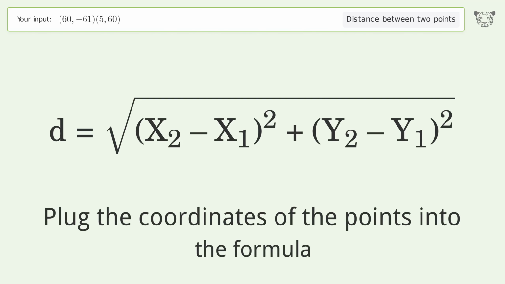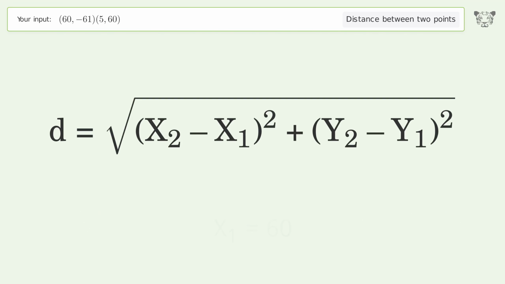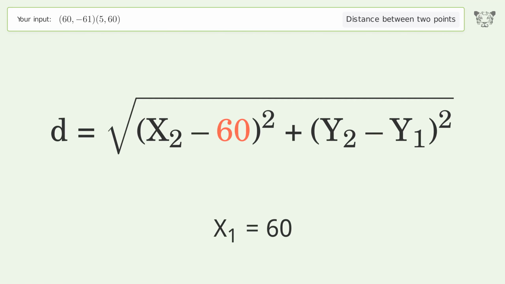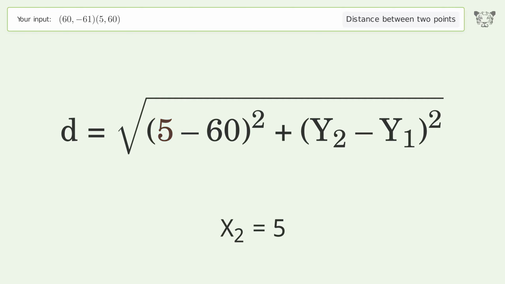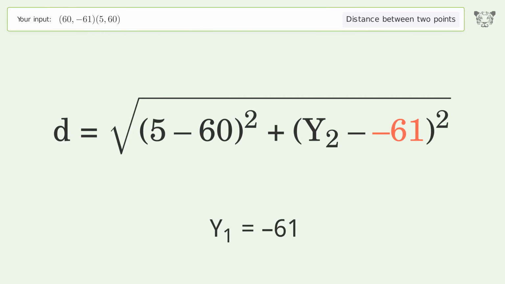Plug the coordinates of the points into the formula. x1 equals 60. x2 equals 5. y1 equals negative 61. y2 equals 60.